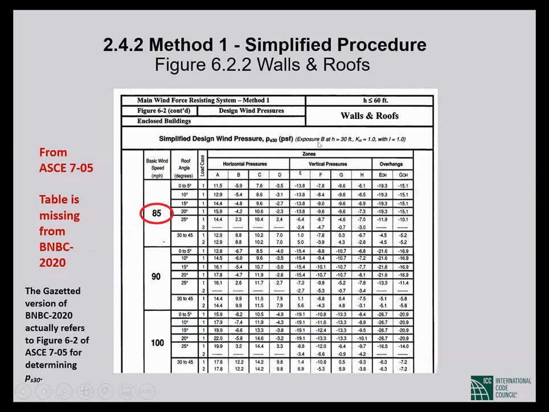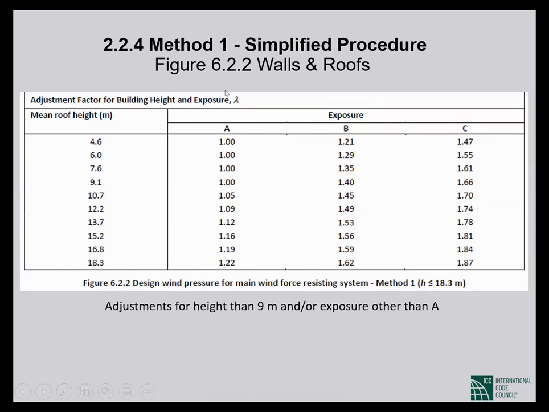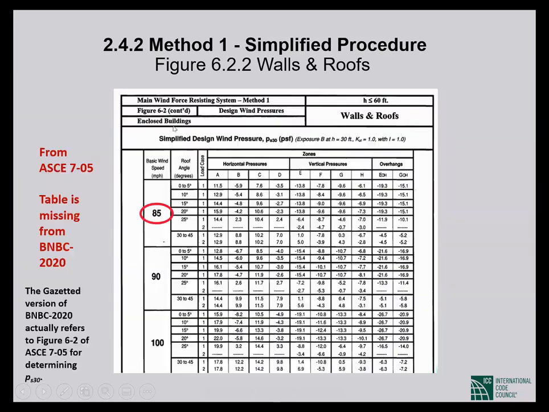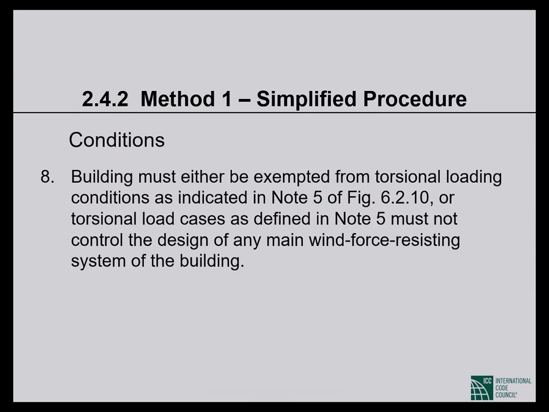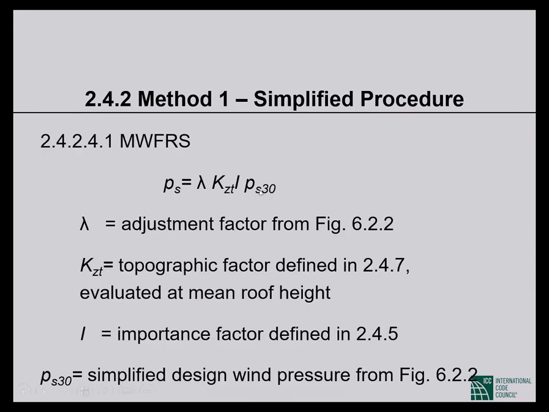So these values are for exposure A, mean roof height of 30 feet, K_zt of 1, and I of 1. So you have to apply a topographic effect factor as you saw in the equation. And if you have anything other than exposure B and mean roof height other than 30 feet, then you go to this conversion factor table, the lambda. Lambda gives you, for different exposures and different mean roof heights, an adjustment factor as it was called. So P_S30 will come out of the table that is missing in BNBC 2020.